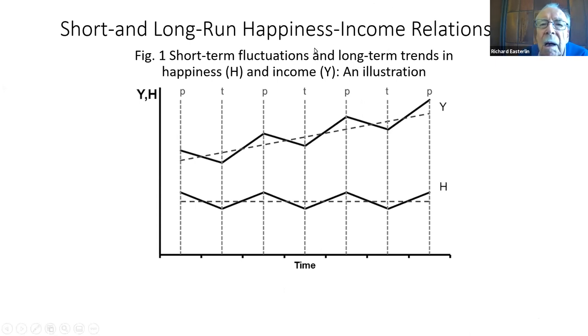So here you can see a sketch of the short and long run happiness income relationships. The solid line represents the actual course of income and of happiness over time. And as you can see, the peaks indicated by a little P and the troughs indicated by a little T are synchronous in the short run.